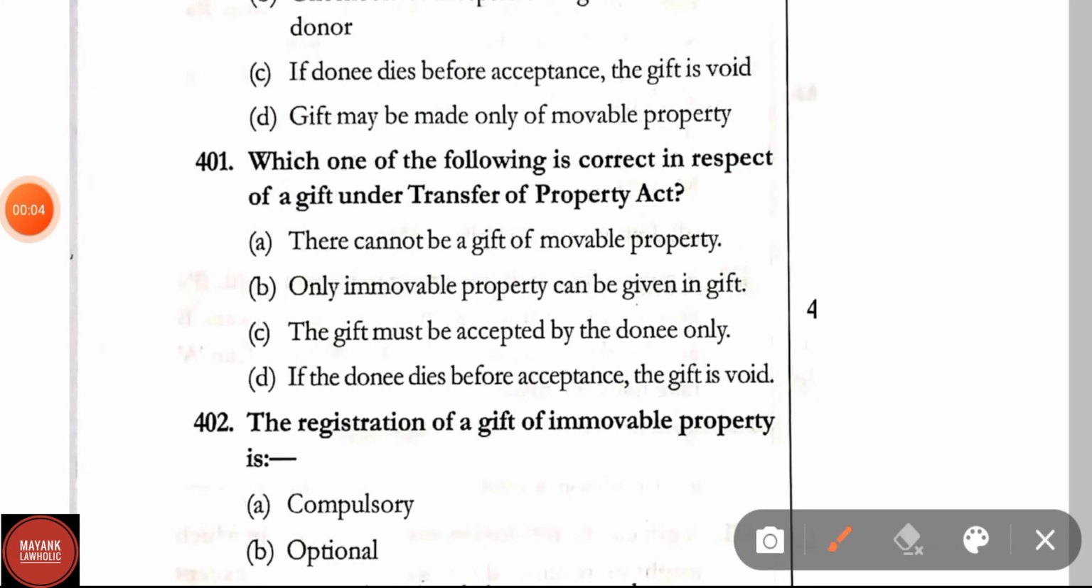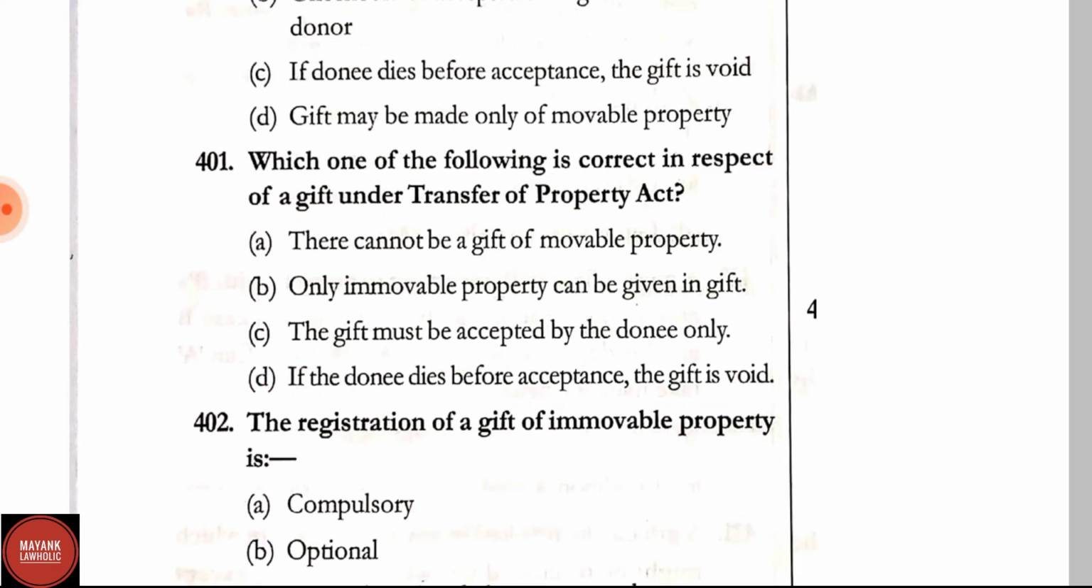Question number 401. Which of the following is the correct respect of a gift under Transfer of Property Act? Options are: there cannot be a gift of movable property. Only immovable property can be given in gift. The gift must be accepted by the donee only. If the donee dies before acceptance, the gift is void. Here, option D is the correct response regarding gift.